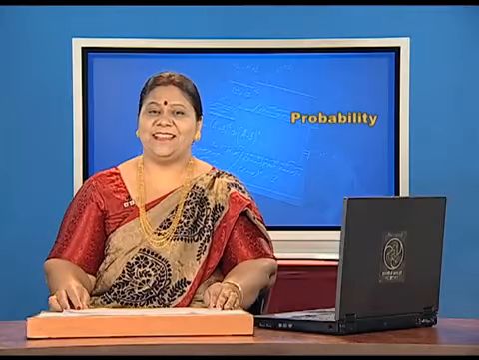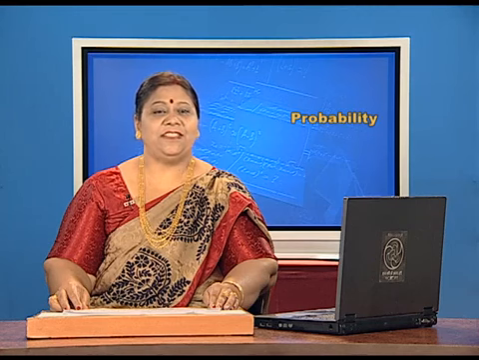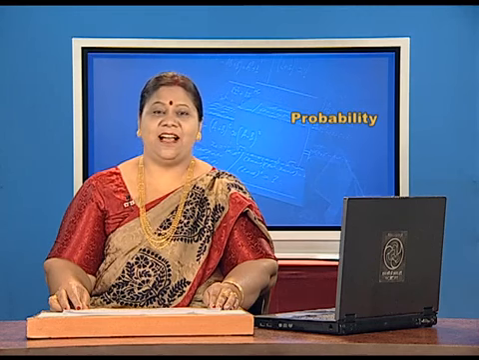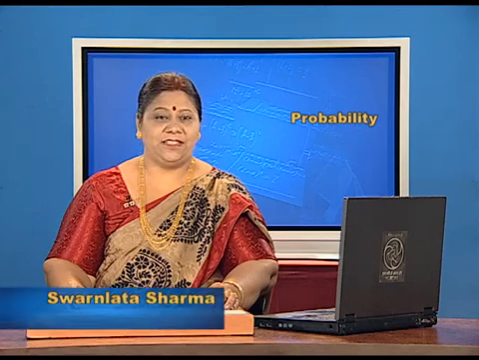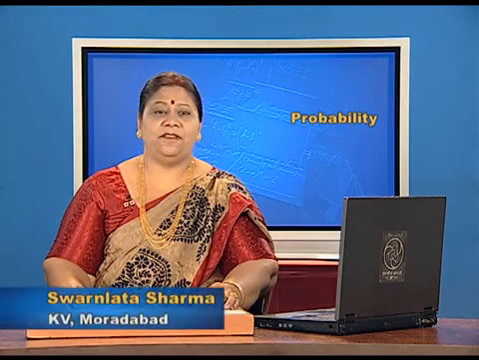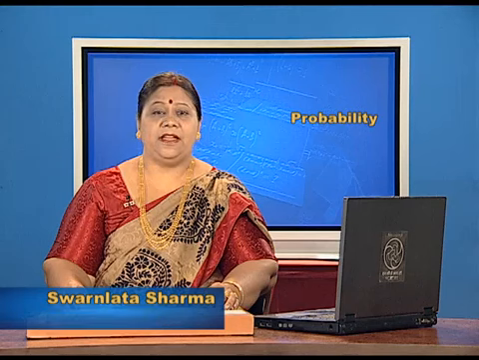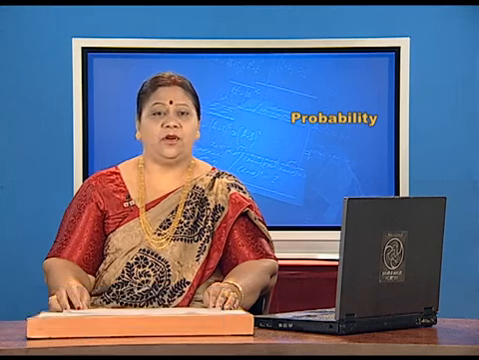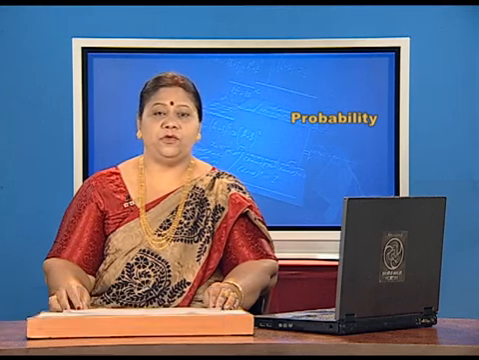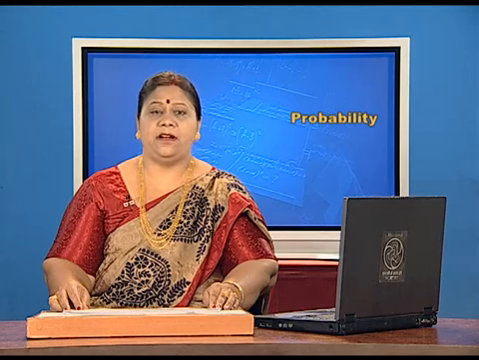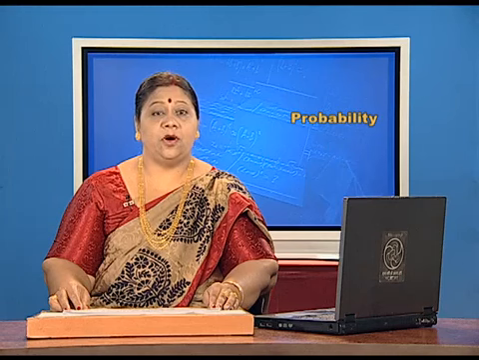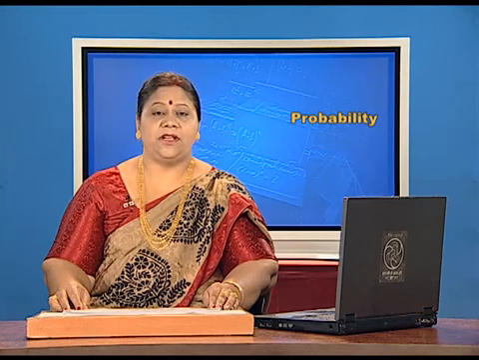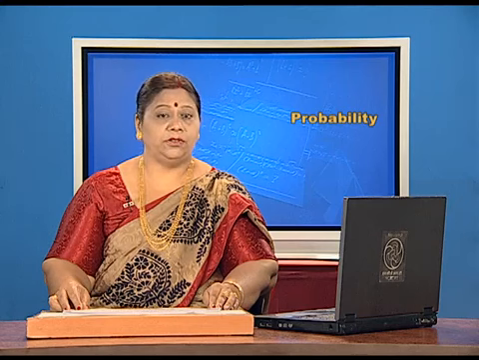Hello students, in the previous session we studied about event, occurrence of event and types of events. In this session we shall continue with the event A or B. Recall that union of two sets A and B, denoted by A union B, contains all those elements which are either in A or in B or in both.